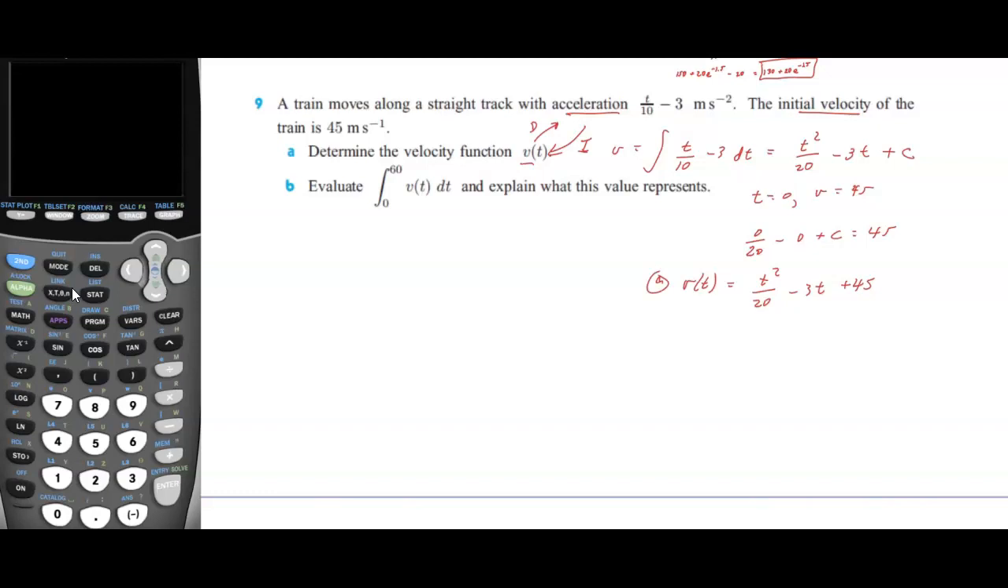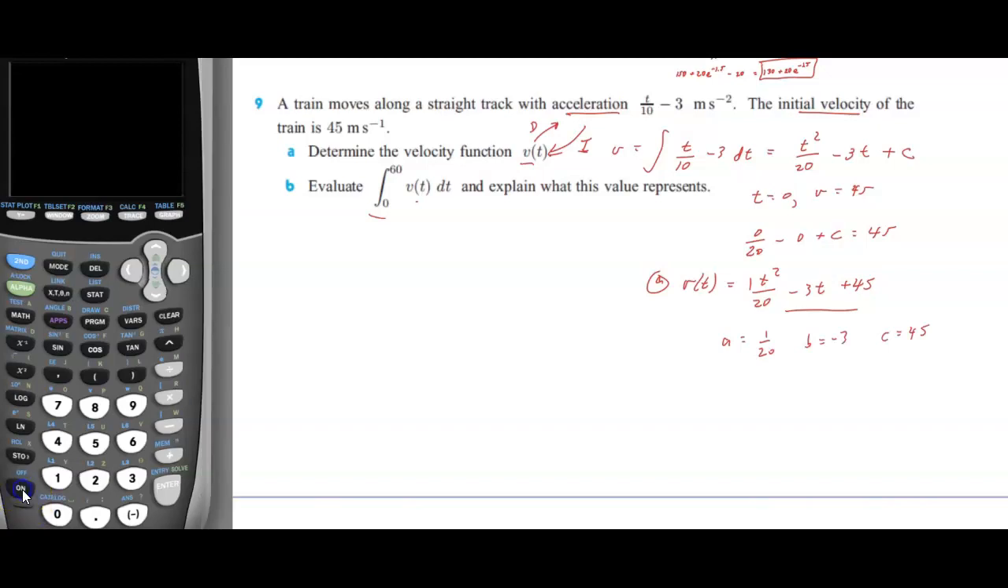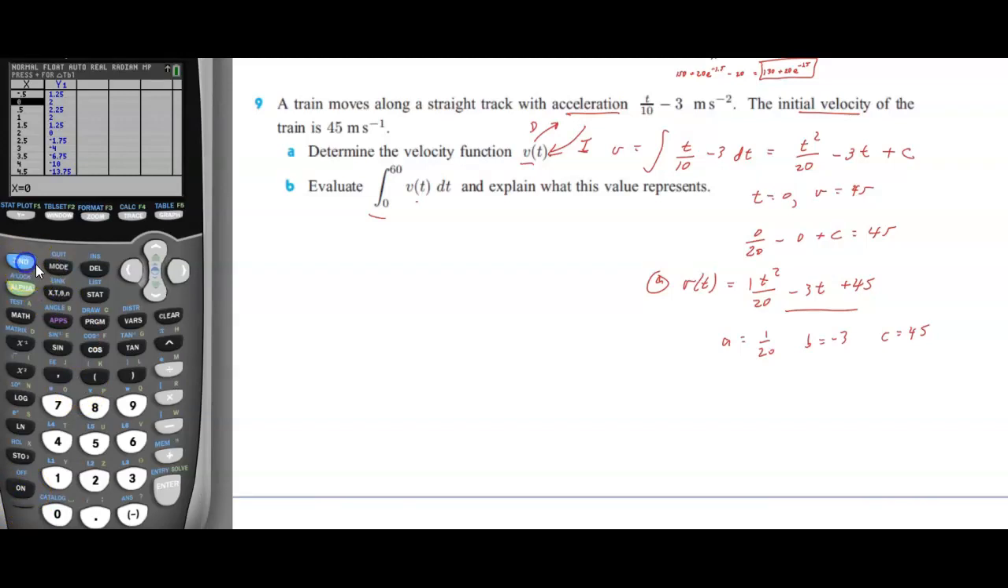Part B, evaluate the integral from 0 to 60 of v of t and explain what this value represents. Okay, first of all, do we need to be careful about direction changes? Well, we have the velocity function. Does the velocity function have a direction change in our domain? Let's find out by, oh my gosh, this is kind of annoying, right? So why don't we put this into PolySMLT. I'm just going to find the A, B, and C values, and then plug it into PolySMLT, and then we can find the direction changes, and if there are direction changes, then it'll be more challenging.